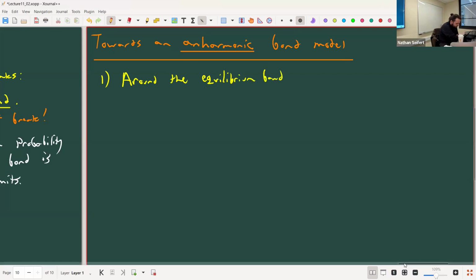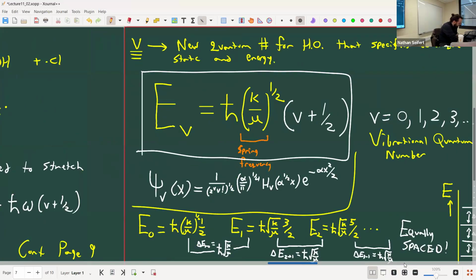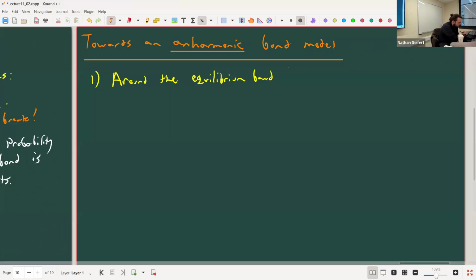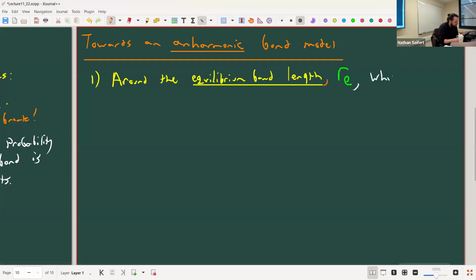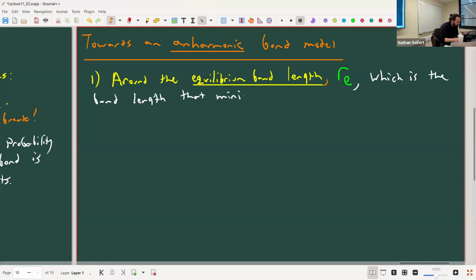Did I define this? Let me double check that I define this. I don't think I did. Okay, good. This is a new term. R equilibrium bond length is a new term. We have a label for it. Label it R sub E, which is the bond length that minimizes the potential energy.